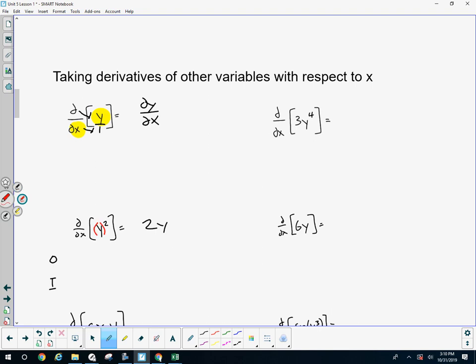I'm going to treat this as a chain, as an outside and an inside, just to show you why the derivative is very, very close to 2y, but just a little bit more needs to be added in. If I took the derivative of the outside, I'd have 2 times the inside. Okay, so that's the 2y right there. But then I need to multiply that by the derivative of y. Did we say the derivative of y was 1? No, we said it's dy dx. So it's not 2y, it's 2y dy dx.